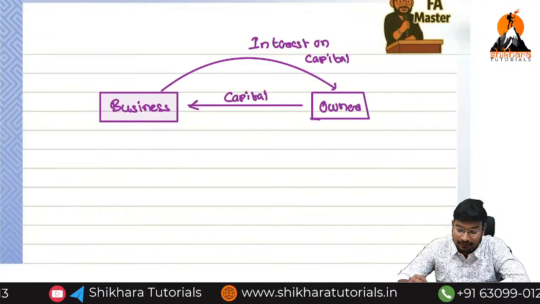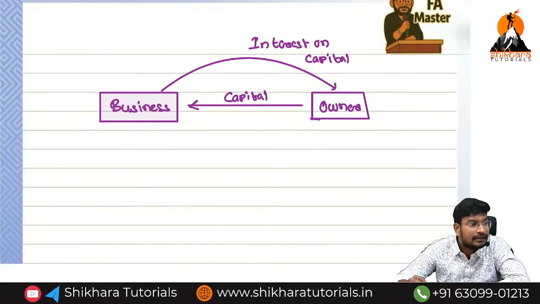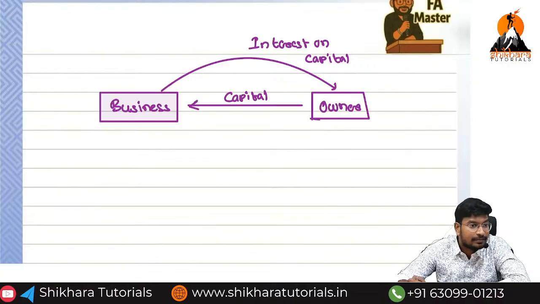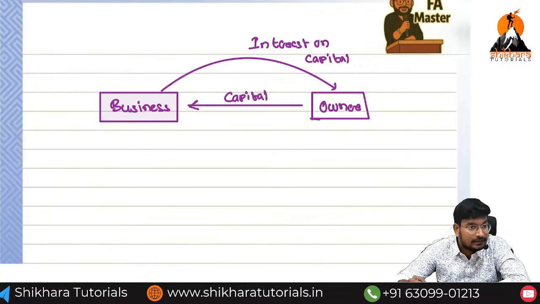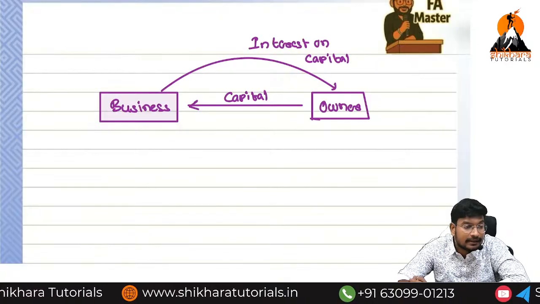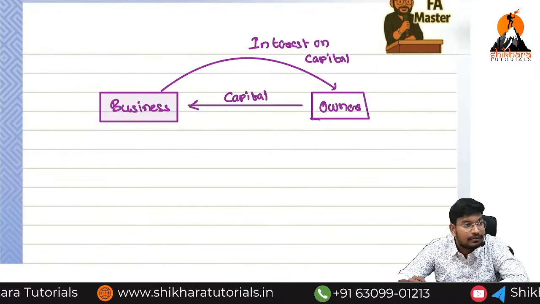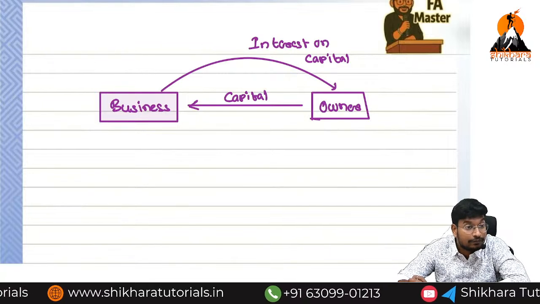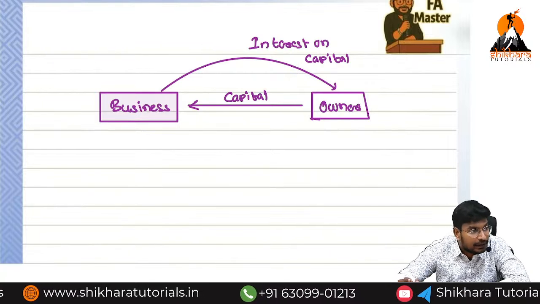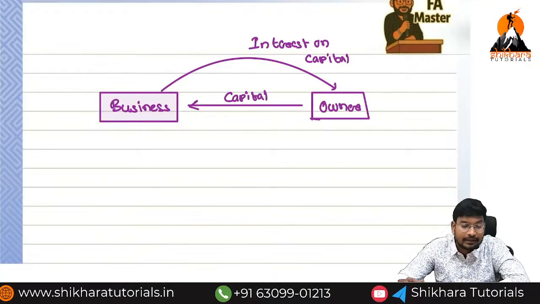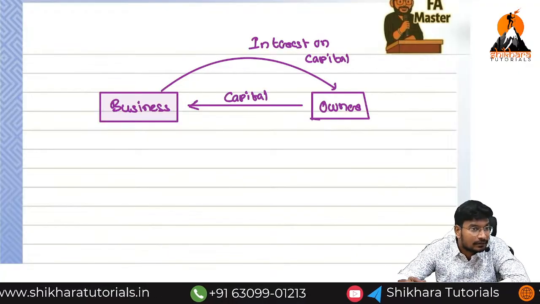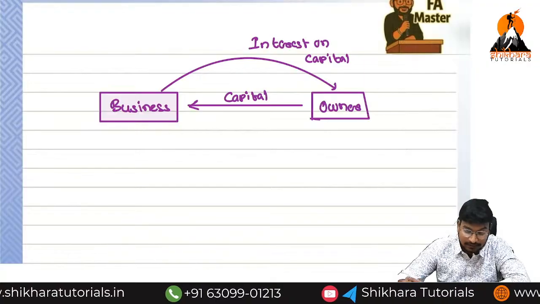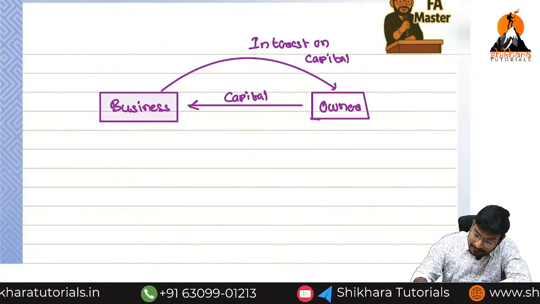So for us, is interest on capital an expense or income? Expense. It is not an income. Interest on capital is an expense, because we need to repay to the owner. We need to repay to the owner. So interest on capital is called an expense.